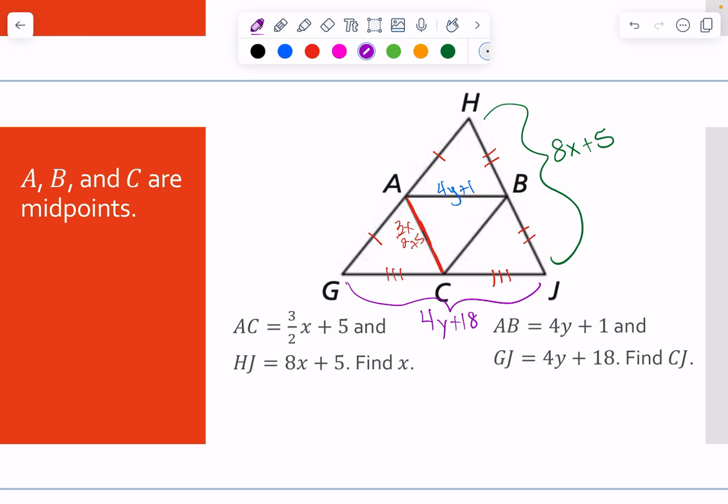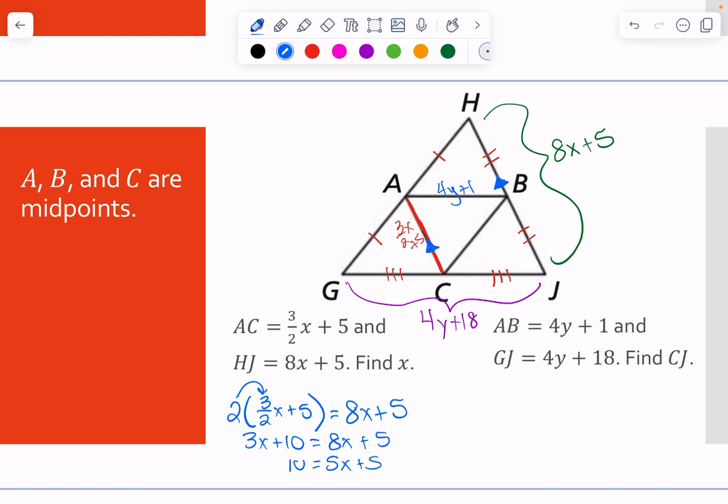Okay, so what relationships do I know? Well, I know that AC is parallel to HJ. That means that 2 times 3/2 x plus 5 is going to equal the full length of HJ. So then if I distribute my 2 in, I get 3x plus 10 equals 8x plus 5. I minus the 3x, and then I minus the 5. So I know x must equal 1.